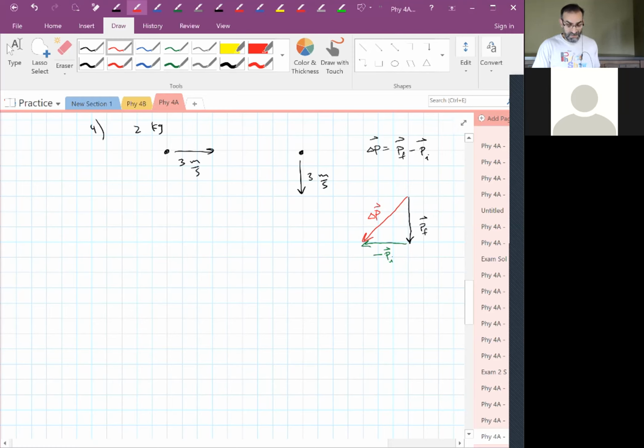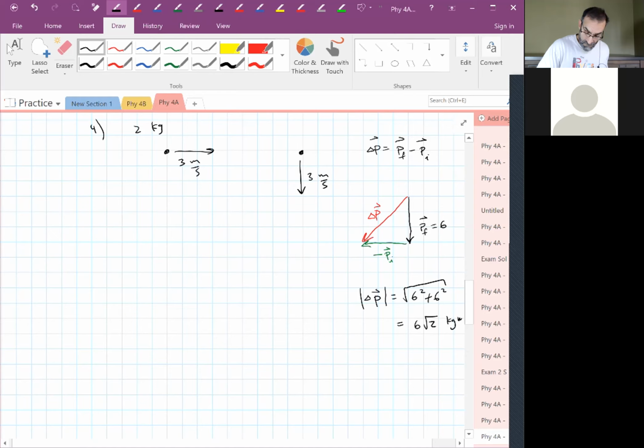Delta P is P final minus P initial. I know each one of these are 6, right? So that means that the magnitude is the square root of 6 squared plus 6 squared. And the direction is at a 45-degree angle.